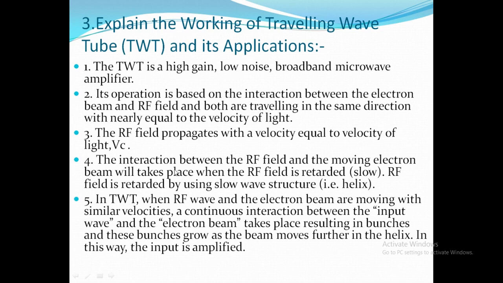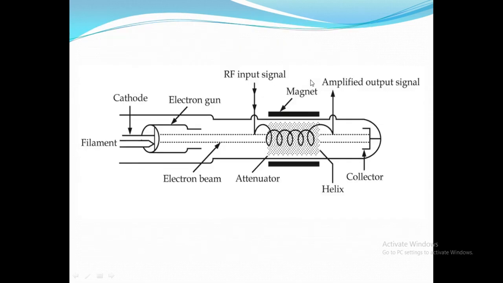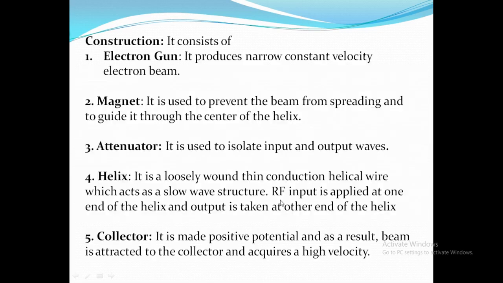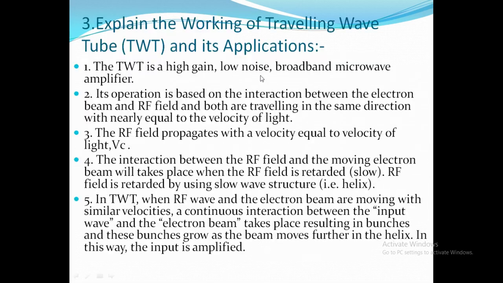Next, working of the traveling wave tube. The traveling wave tube is a high gain, low noise, broadband microwave amplifier. Here one can see the traveling wave tube structure. It has high gain, low noise, and is a broadband microwave amplifier.